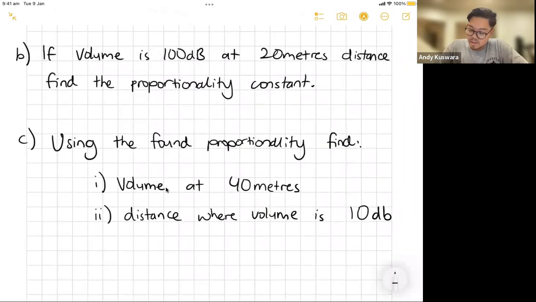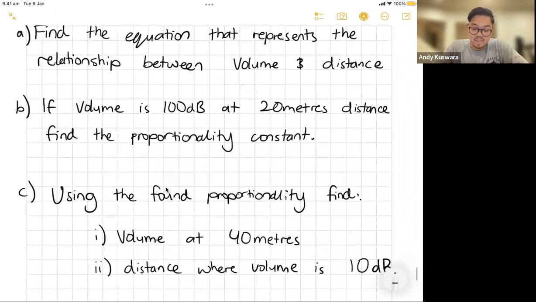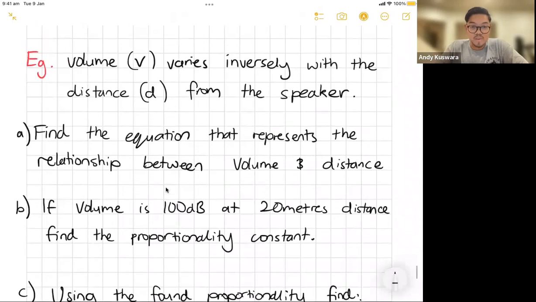Okay, so this is an example of a practical question. If you want, pause the video, give it a try before class, see how you go. Okay, that is it. I'll catch you guys later and bye-bye.